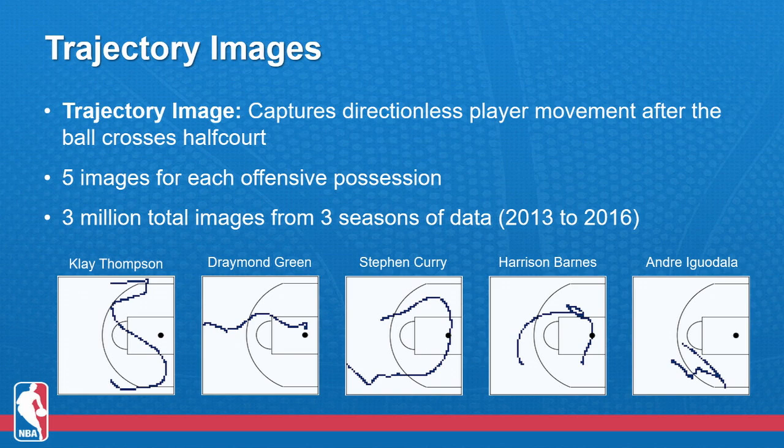Those 5 images there are from a single Warriors offensive possession from Game 7 of the 2016 NBA Finals. Since we only map each possession from the time the ball crosses half court to the end of the possession, we observed that Klay Thompson, Harrison Barnes, and Andre Iguodala have movements that begin after half court, whereas Draymond Green and Stephen Curry have movements that start at the half court line.